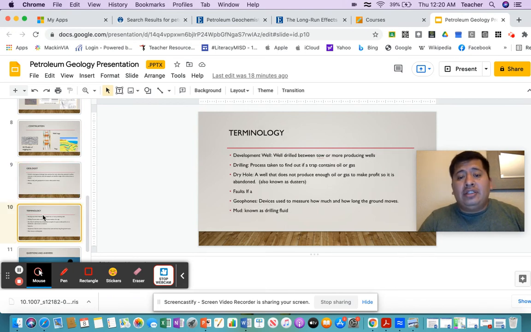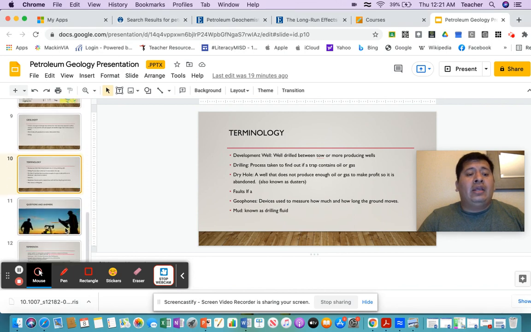We have some terminology here. We have a development well. That's when a well is found and we could withdraw the raw oil, the raw petroleum, from the earth. We have the drilling process. We have a dry hole, and the dry hole is basically when a company or companies look for oil, and when they can't find any, they leave that hole open and they go look for another one. And yeah, we have all these procedures for drilling and finding.